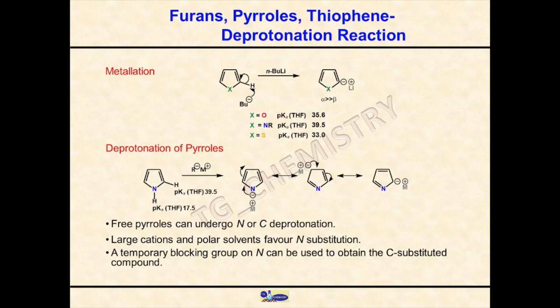So the free pyrroles can undergo both N and C deprotonation reactions. Now large cations and polar solvents will favor the N substitution. That means the deprotonation at the nitrogen center, and to obtain a C substituted compound, a temporary blocking group on the nitrogen atom needs to be put on so that it doesn't react, and the only available proton for deprotonation becomes the one at the alpha position.